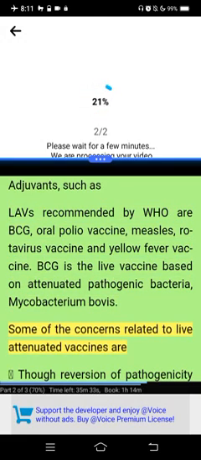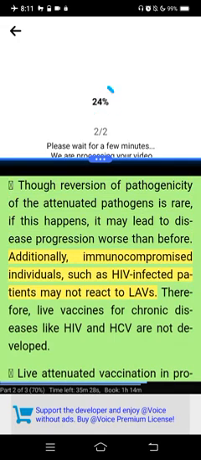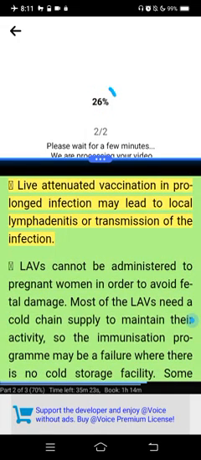Some of the concerns related to live attenuated vaccines are: though reversion of pathogenicity of the attenuated pathogens is rare, if this happens, it may lead to disease progression worse than before. Additionally, immunocompromised individuals, such as HIV-infected patients, may not react to LAVs. Therefore, live vaccines for chronic diseases like HIV and HCV are not developed. Live attenuated vaccination and prolonged infection may lead to local lymphadenitis or transmission of the infection. LAVs cannot be administered to pregnant women in order to avoid fetal damage.